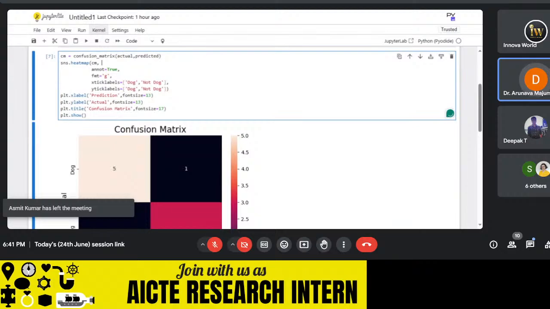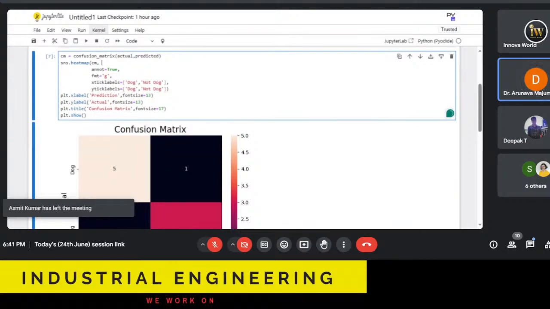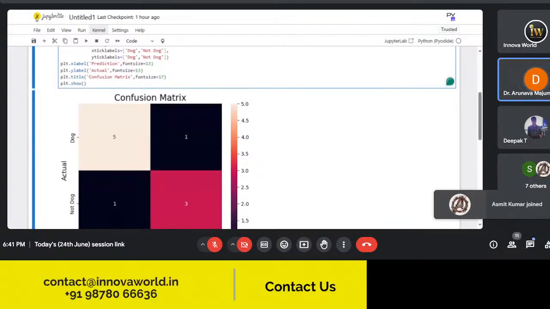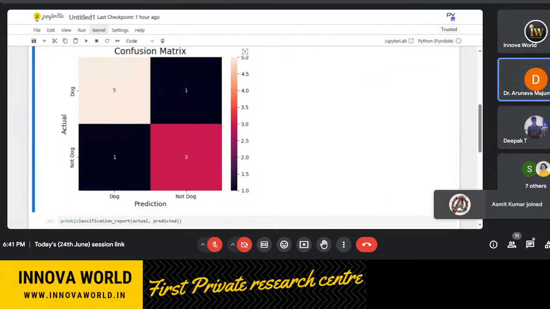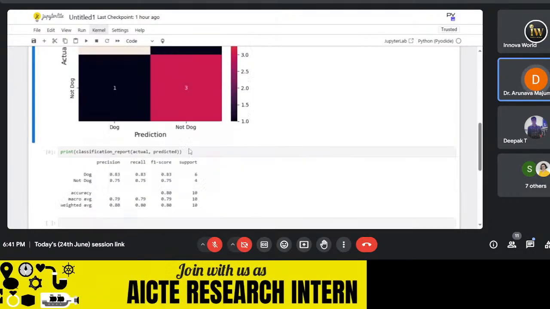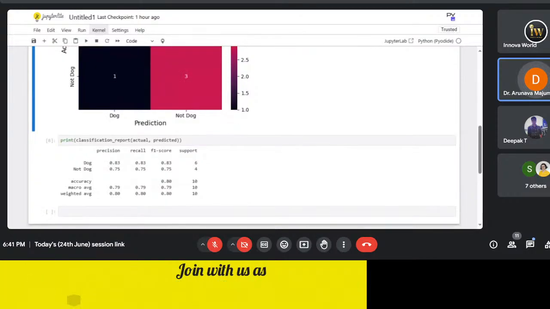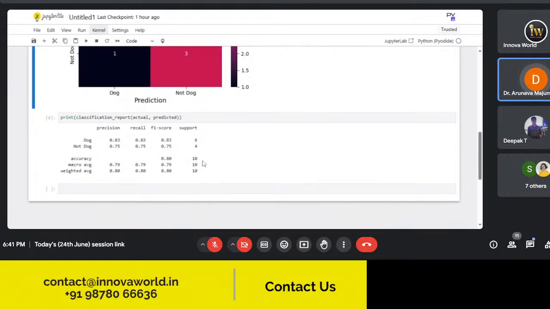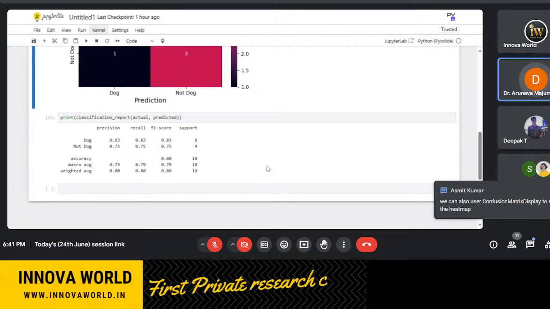Then we set the color codes and everything, and the X label and Y label, and we have created it. After that, this is the confusion matrix. Now you can see here 5 and 3, 1, 1. Exactly this confusion matrix is created here. Now you have to print the classification report for actual and predicted. You can see the precision, the recall, the F1 score, and the support. So we need this one.